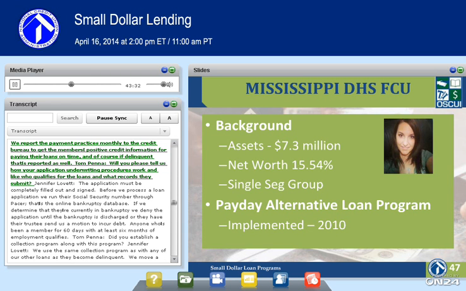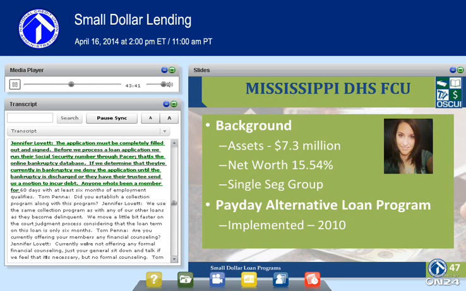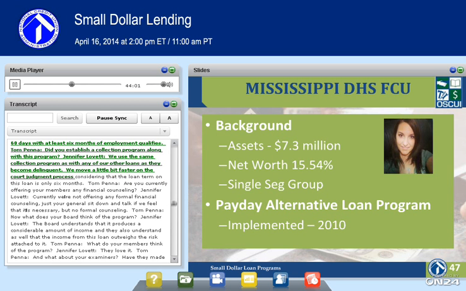Will you please tell us how your application underwriting procedures work, like who qualifies for the loans and what records they submit? The application must be completely filled out and signed. Before we process the loan application, we run their Social Security number through PACER, the online bankruptcy database. If we determine that they're currently in bankruptcy, we deny the application until the bankruptcy is discharged or their trustee sends us a motion to incur debt. Anyone who's been a member for 60 days with at least 6 months of employment qualifies.